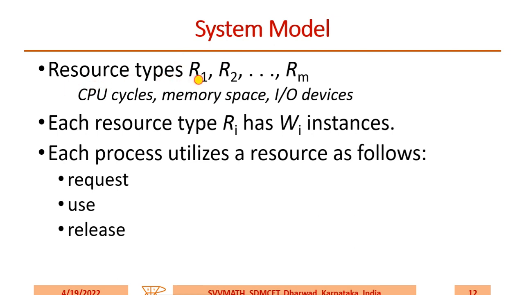So, the system model. Resources we represent as R1, R2, R3, R4, something like that. Resource means CPU cycles, memory space, input-output devices, and each resource type Ri has Wi instances. For example, I have a printer, and I may be having 2 instances, 2 printers. And remember, each process utilizes a resource as follows: it will request a resource, it will use the resource, and it will release the resource.